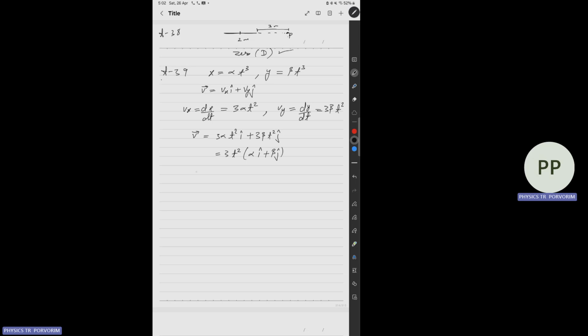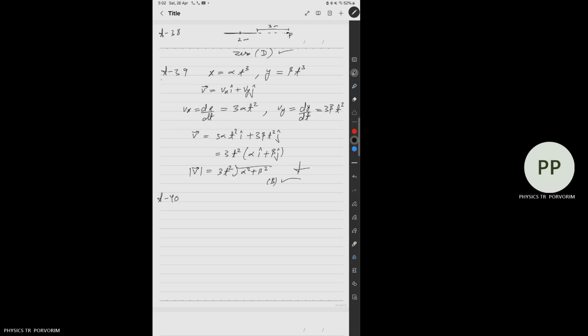Now the magnitude of the velocity will be equal to 3t square root under alpha square plus beta square. So this is the magnitude. So the correct option will be, yeah, the option is correct.